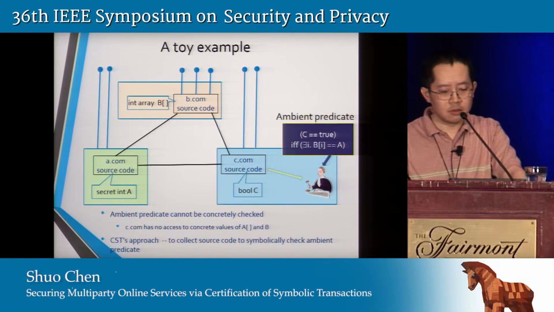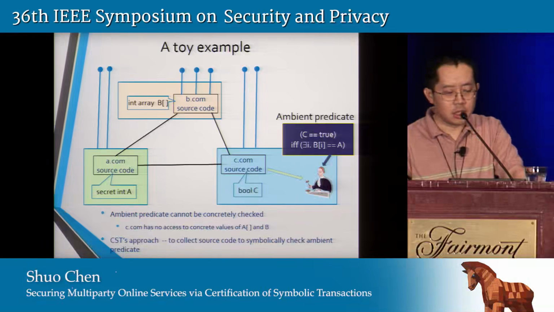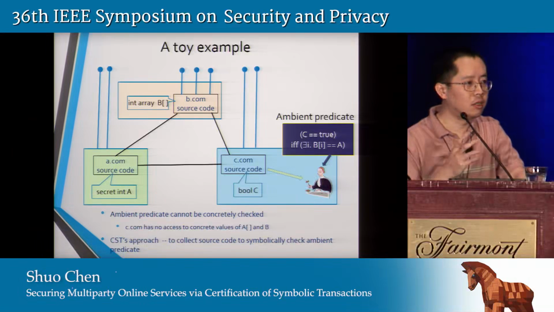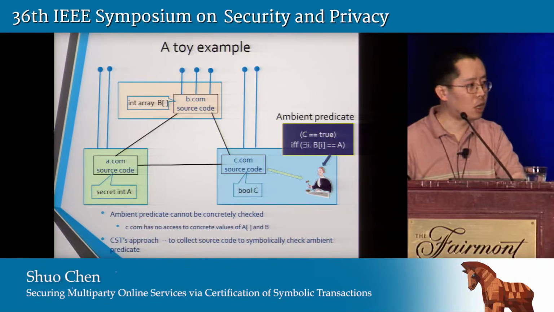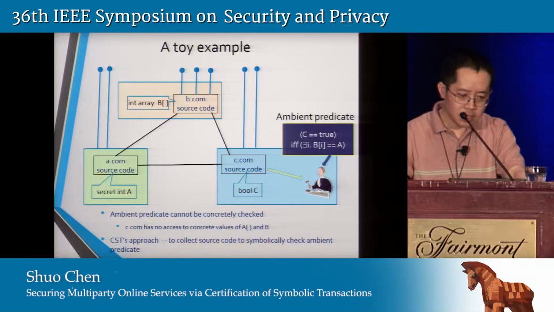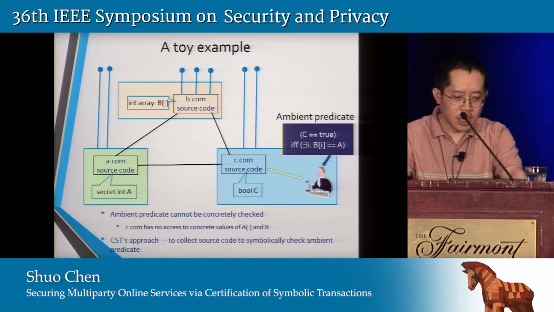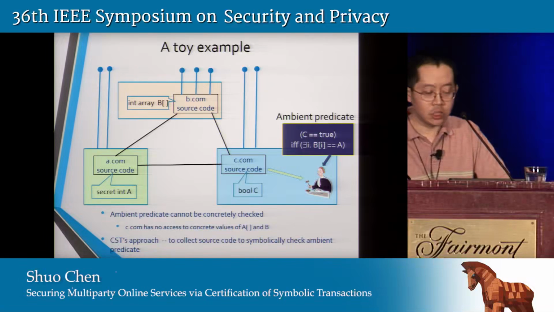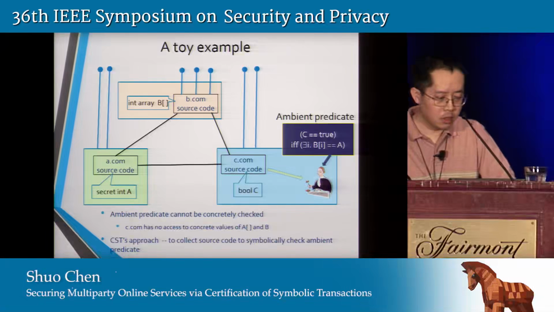So we call this the ambient predicate, because it is defined over all the parties. It is about the global safety property. Now, this ambient predicate is great, except that it cannot be concretely checked, because the certifier on C.com does not have the concrete value of the secret int A and the array B. Right? Now, what can we do here?